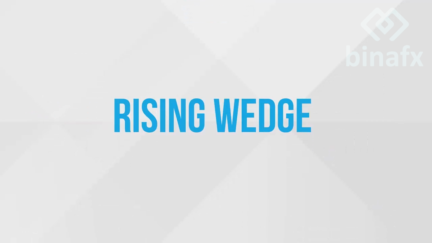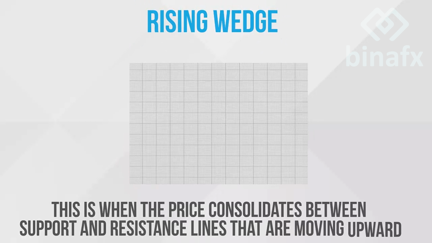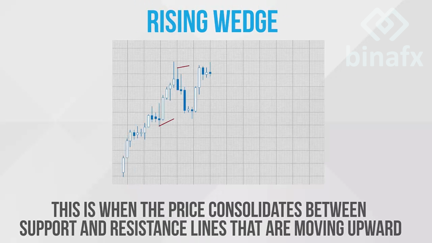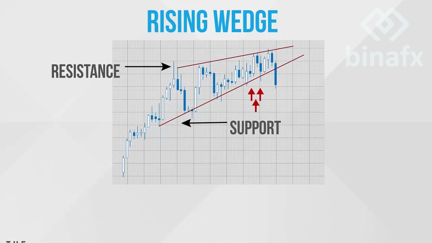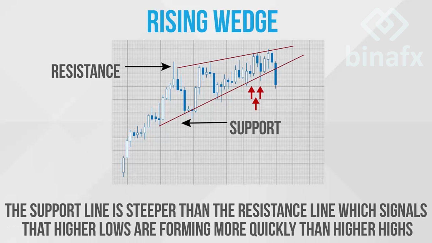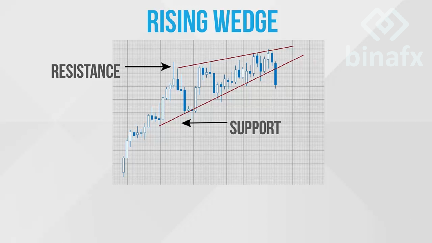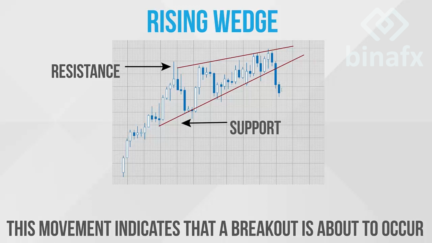The first type of wedge pattern is called a rising wedge. This is when the price consolidates between support and resistance lines that are moving upward. The support line is steeper than the resistance line, which signals that the higher lows are forming more quickly than the higher highs. This movement indicates that a breakout is about to occur.